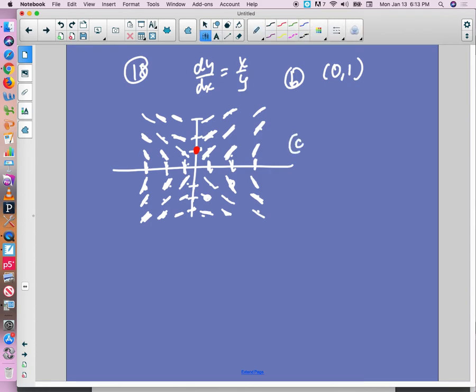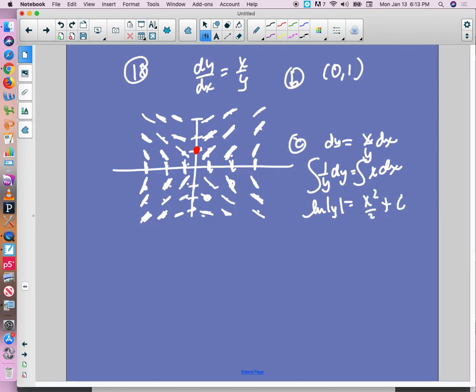All right, on C, find the particular solution. That means find y. So dy, I'm going to move dx over here. Keep going until you get all your y's on one side and all your x's on the other. Integral. So we're back to ln y. You won't always get a logarithm, but we are right now. So that gives me e to the x squared over 2 plus c equals y. So y equals e to the x squared over 2 times e to the c. E to the c is just another constant.